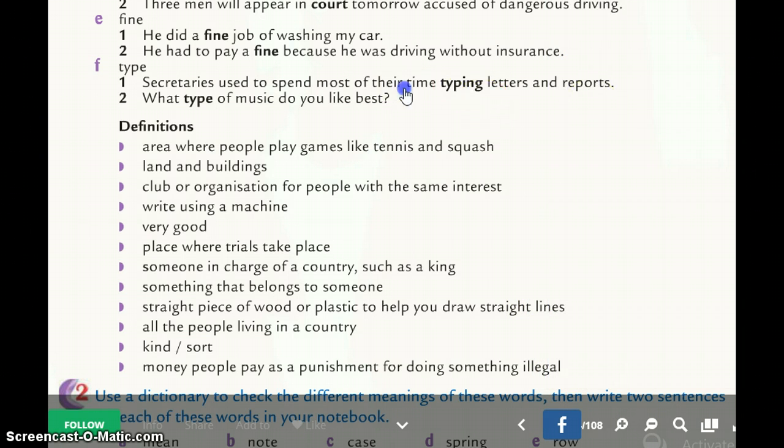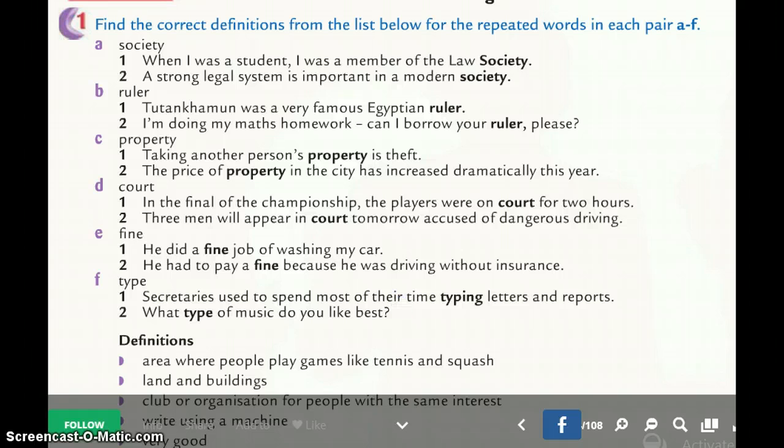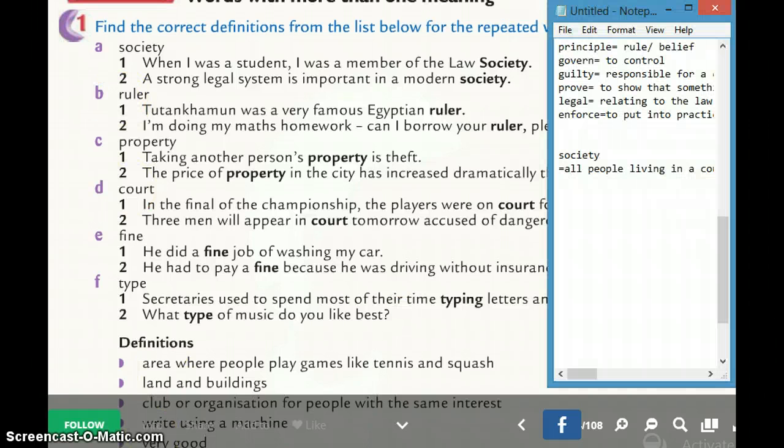Now, the second one is ruler. And as you can see here, ruler. Tutankhamun was a very famous Egyptian ruler, and I'm doing my math homework. Can I borrow your ruler? Two different meanings actually for ruler here.